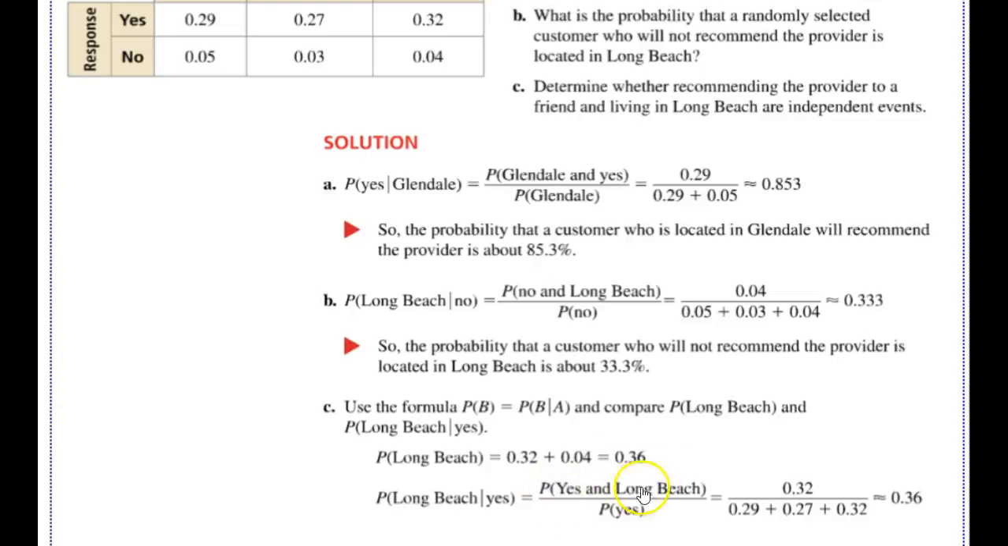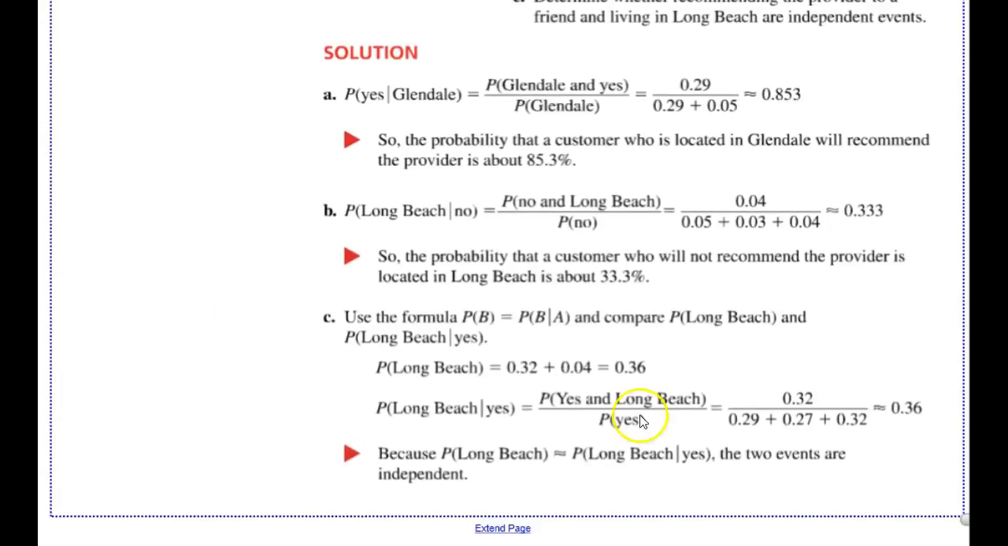So yes and Long Beach divided by the totals of my yeses, because we're looking at are they dependent or are they independent events. So I've got my 0.32 divided by my totals of my yeses, and I see that my percentages end up the same. Well, approximately the same, close enough. So since those two are approximately the same, yes, they are independent events.